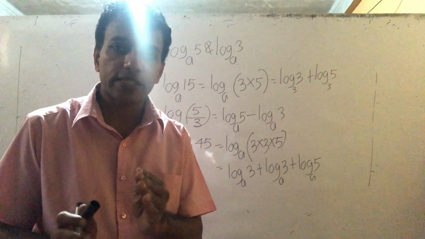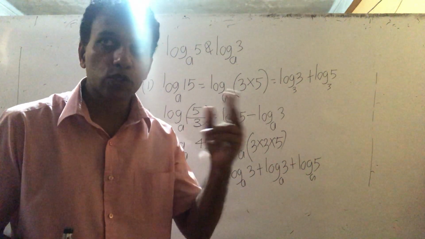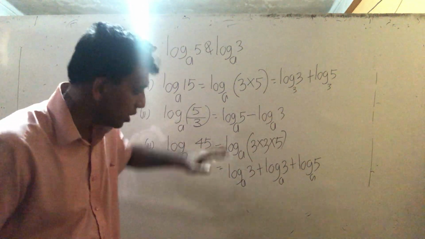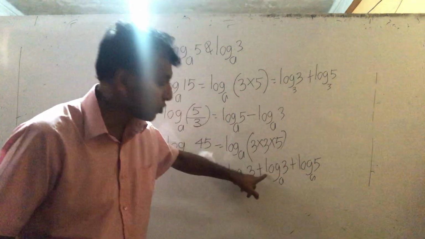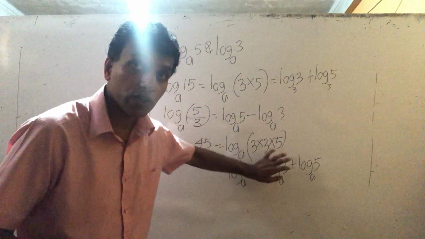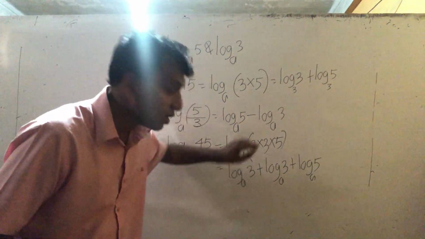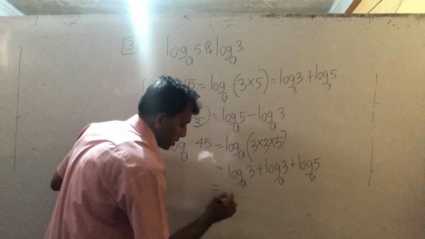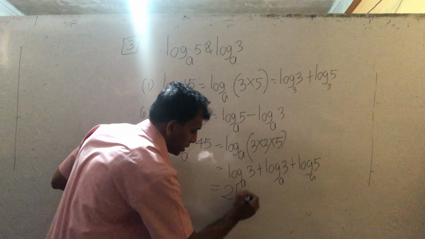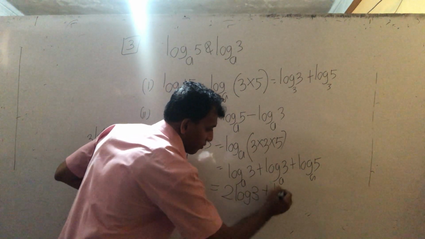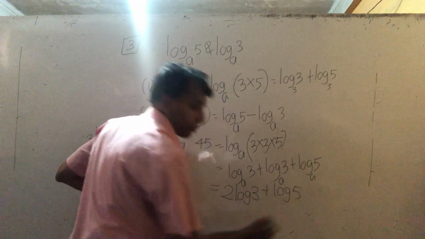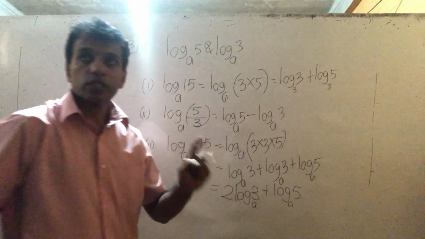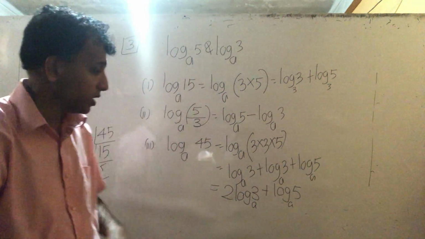But further you can work, that's your past knowledge, addition of algebraic terms. You know x plus x is 2x, 5x plus 2x is 7x, 2a plus 1a is 3a. So see here, log 3, again log 3, addition. Don't say log 6. Log 3 plus log 3 we call 2 times log 3. So the answer is 2 times log 3 plus log 5, base a.